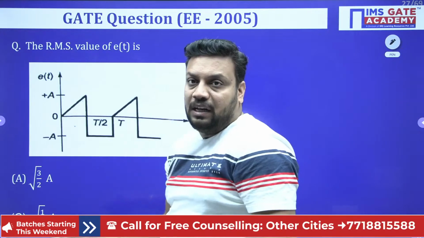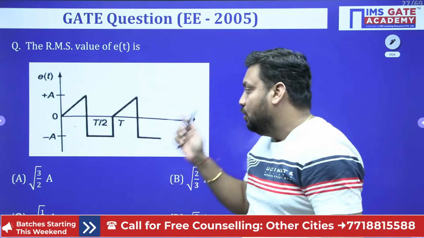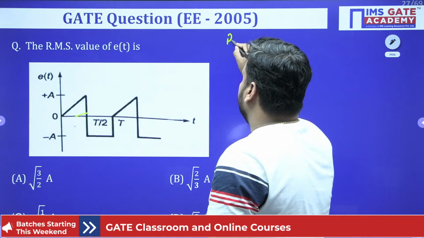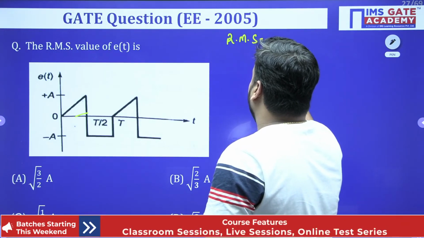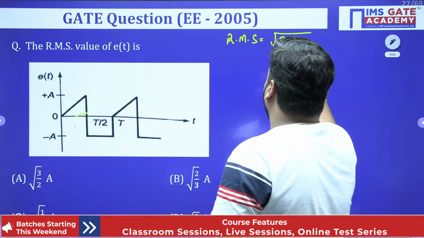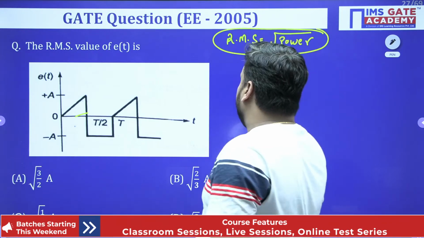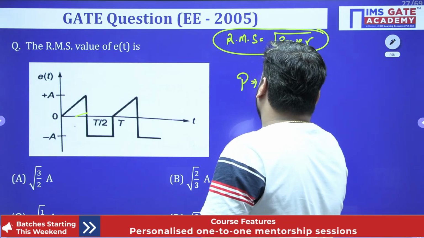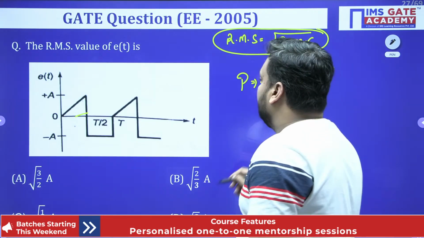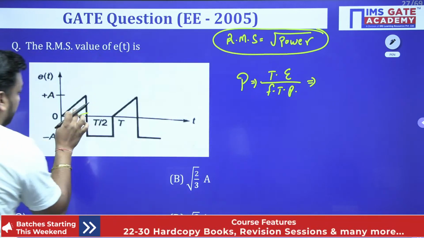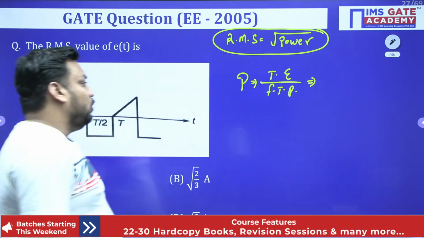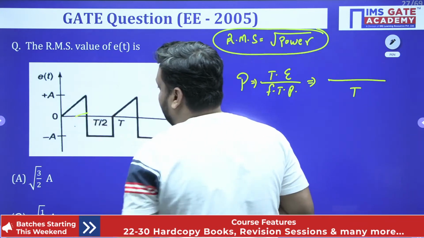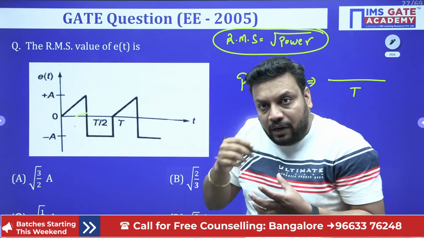If you have seen the last class, I gave you a short trick. Whenever a periodic signal is given and asks for the RMS, RMS is nothing but the root of power. Is it clear? If you want to calculate the power, just write total energy upon the fundamental time period. So what about the total energy? You have to check the fundamental time period. The fundamental time period is capital T.